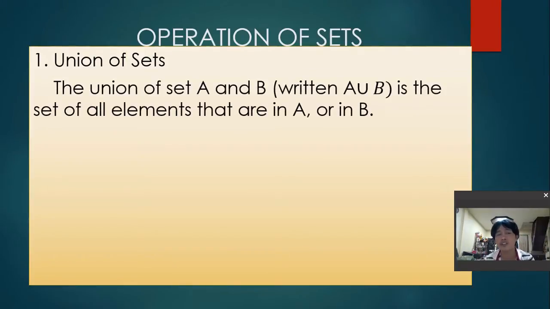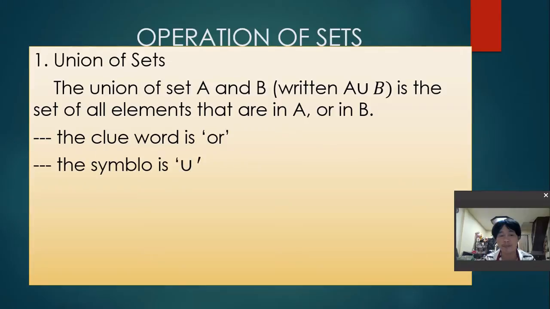The union of set A and set B, written A union B, is the set of all elements that are in A or in B. There is an important word that all of you should remember when we talk about union of sets. And what is this word? The word is or. Remember the word or. That denotes union of sets. And what is the symbol of union of sets? It's just like a capital U, like the universal set symbol, that denotes union of sets.